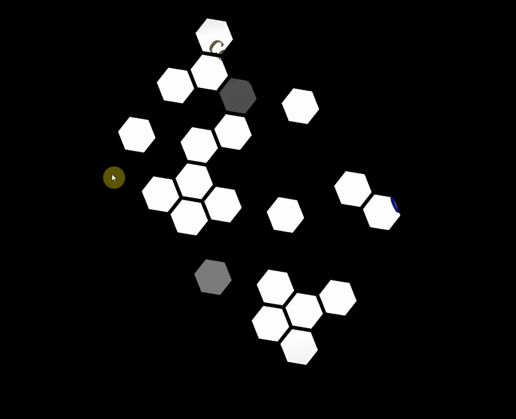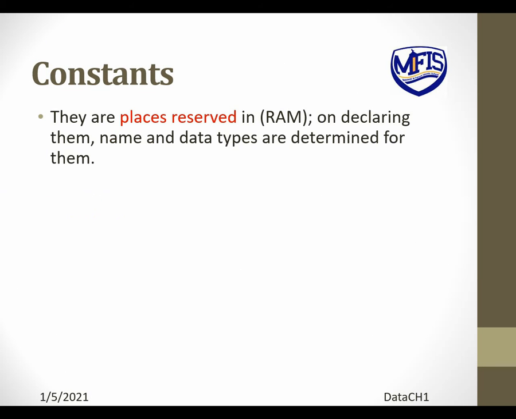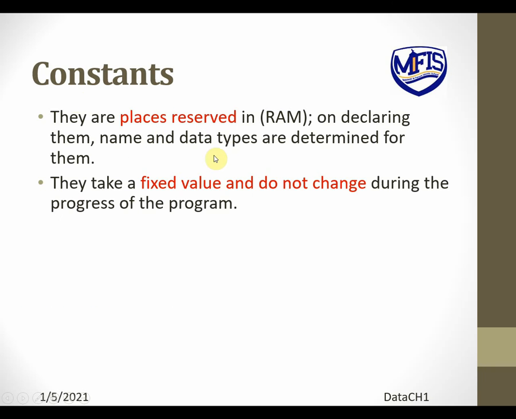But first, what is the meaning of constants? What is the definition of constants? Constants are places reserved in RAM. On declaring them, we have to determine a name and a data type. So again, constants are places in the computer memory, RAM, and these places should have a name and a data type. And because we are talking about constants, they take a fixed value and don't change during the program runtime.